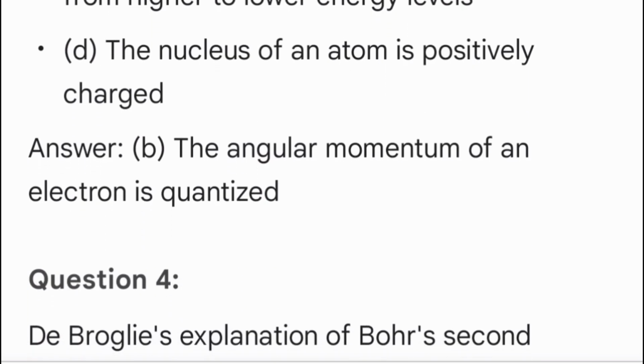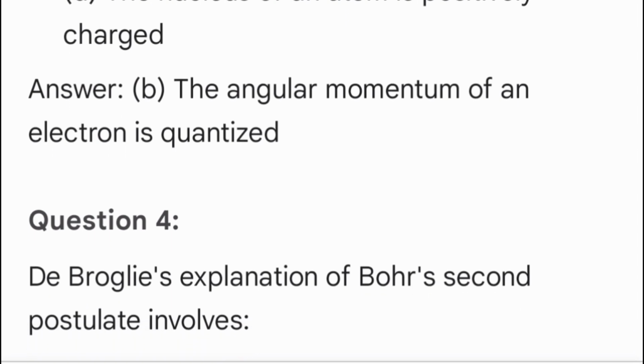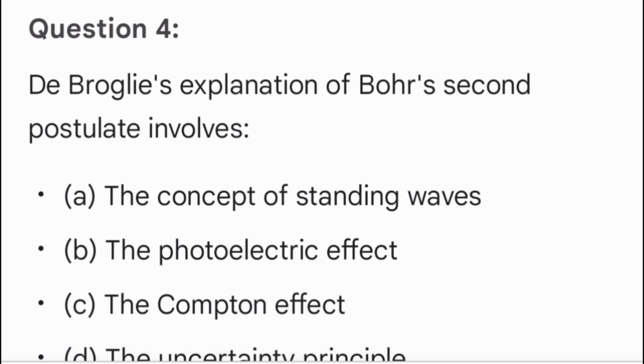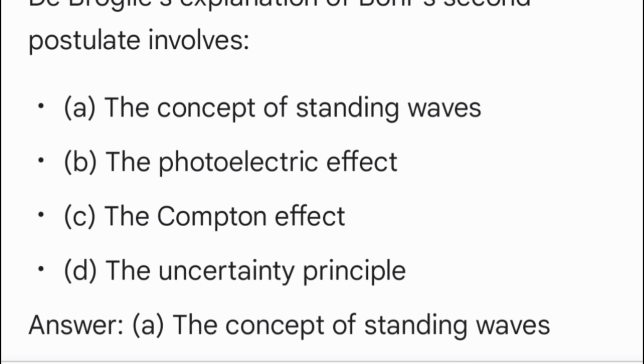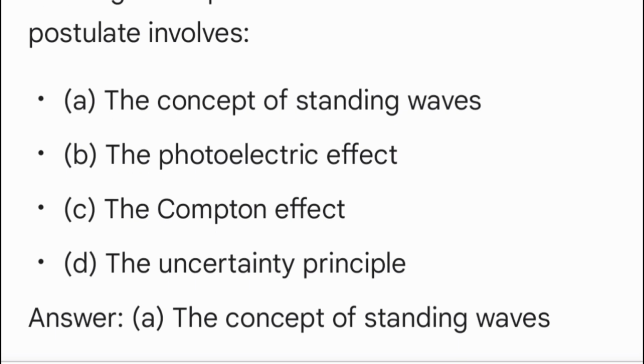Question 4. De Broglie's explanation of Bohr's second postulate involves A. The concept of standing waves. B. The photoelectric effect. C. The Compton effect. D. The uncertainty principle. Answer: A. The concept of standing waves.